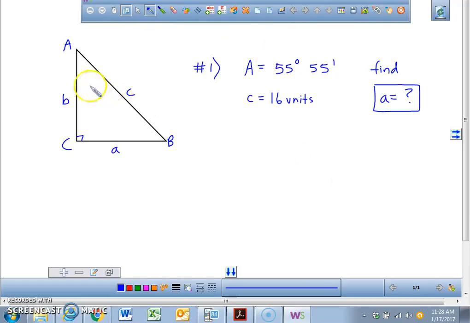After you do this, right up here in this top corner where angle A is, by the way, this triangle is not drawn to scale. I'm just labeling it 55 degrees and 55 minutes. I'm going to shade it in because this is the perspective that we're going to be solving this problem from. Right here it says C is equal to 16. But C equals 16. And A is equal to what we're trying to find.